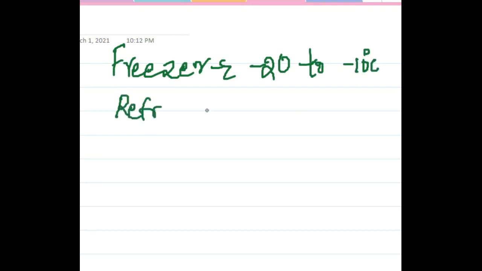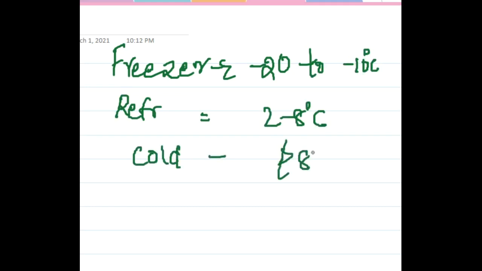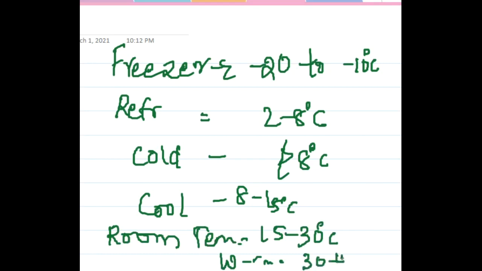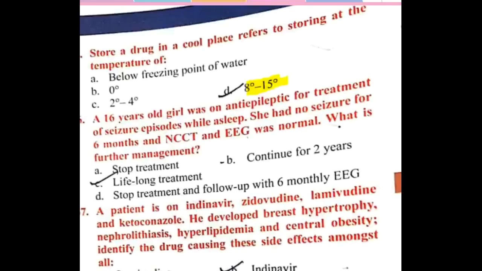In a refrigerator we use 2 to 8 degrees Celsius. Cold is a temperature not exceeding 8 degrees Celsius. Then cool means 8 to 15 degrees Celsius. Room temperature is 15 to 30 degrees Celsius. Warm is 30 to 40 degrees Celsius. And if it is more than 40, that is excessive heat. So in the question, cool place is 8 to 15 degrees Celsius.